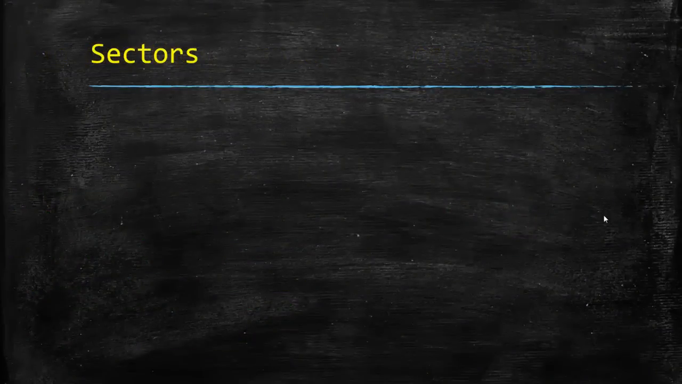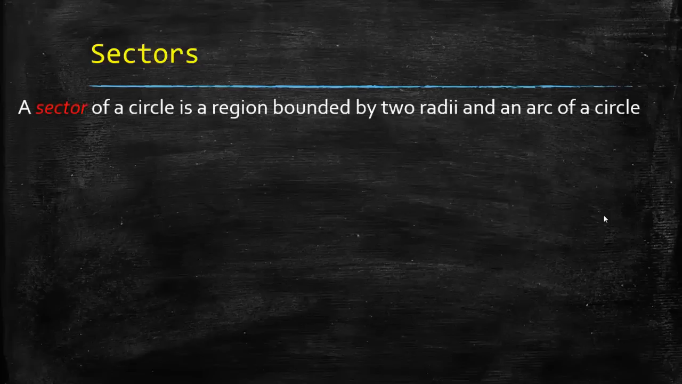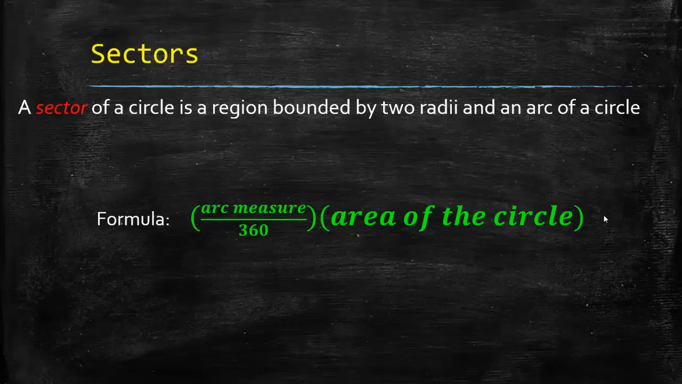Again, something that you're probably not going to be tested on, but I will throw some of these in for the quiz. So a sector of a circle is a region bounded by 2 radii and the arc of a circle. And the formula for that is the arc measure, so there's where that comes in again, over 360 times the area of the circle, so that's pi r squared.